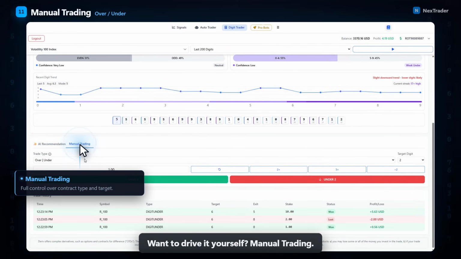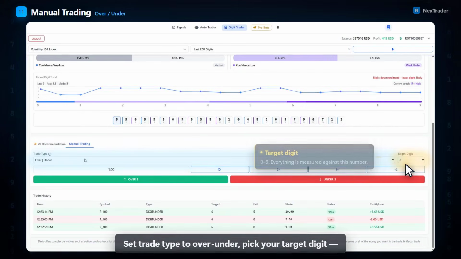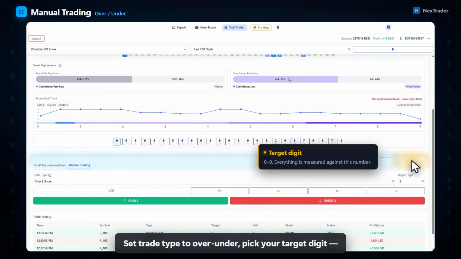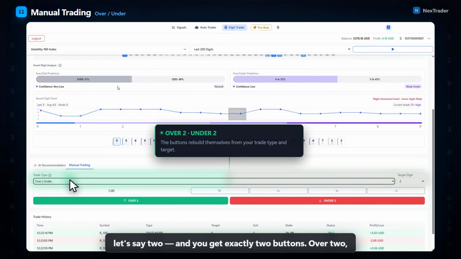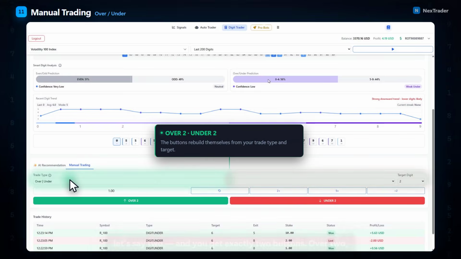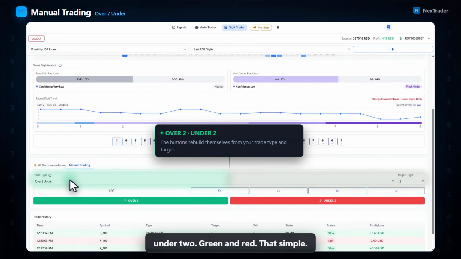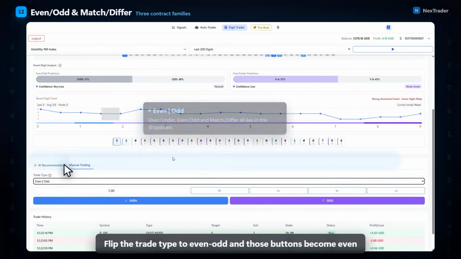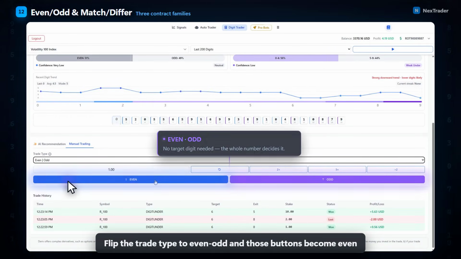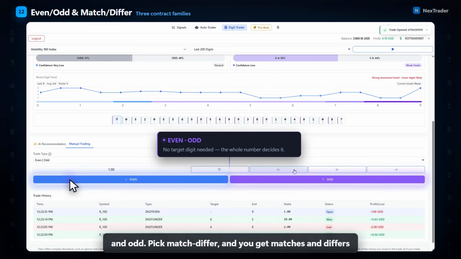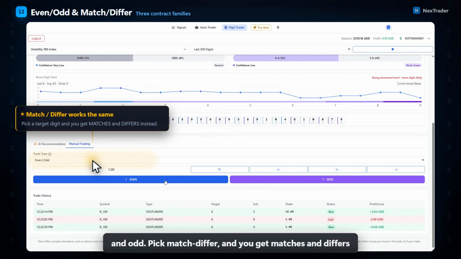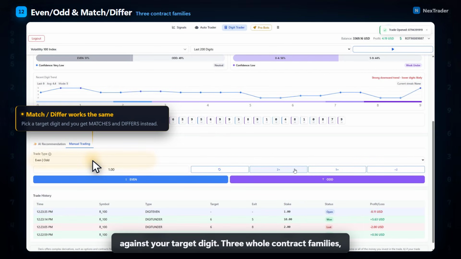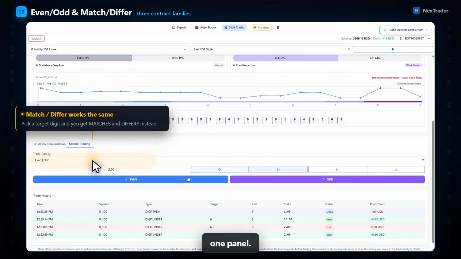Want to drive it yourself? Manual trading. Set trade type to over-under. Pick your target digit, let's say 2, and you get exactly 2 buttons. Over 2, under 2, green and red. That's simple. Flip the trade type to even odd, and those buttons become even and odd. Pick match differ, and you get matches and differs against your target digit. 3 whole contract families, 1 panel.